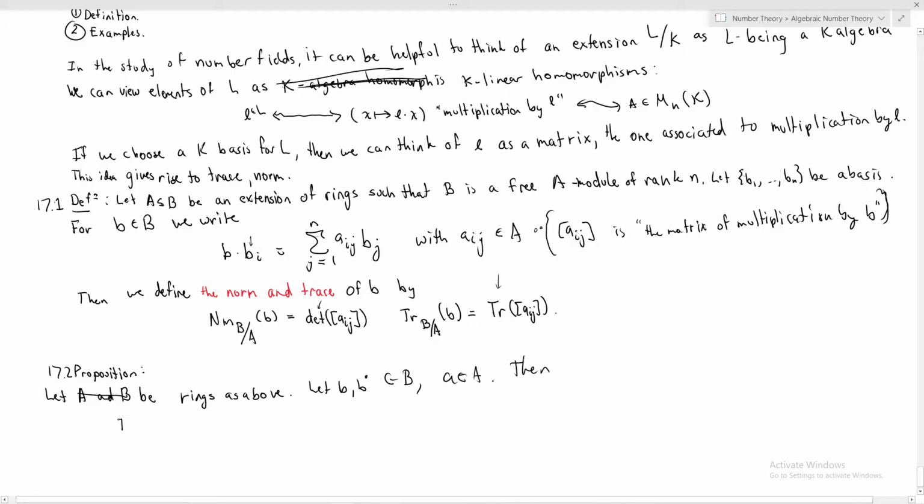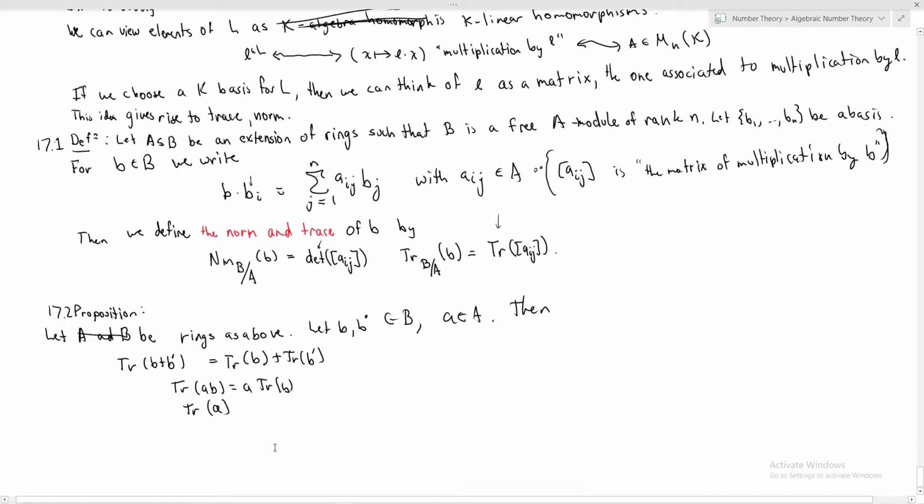Then, what can we say? Trace of B plus B prime. Well, the trace is additive. The trace is A-linear. And the trace is, what should I say?